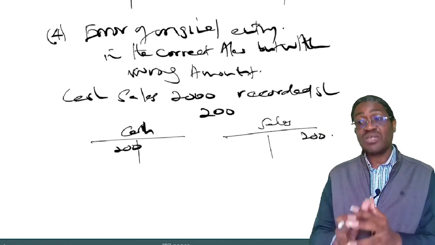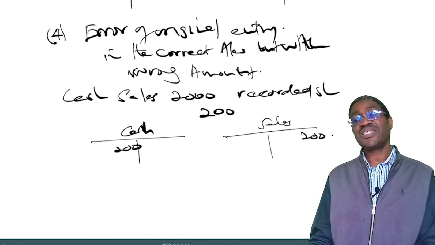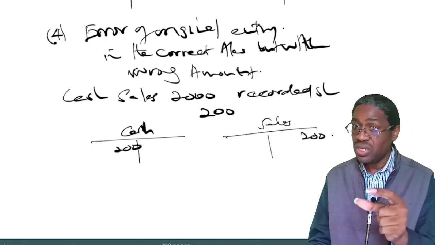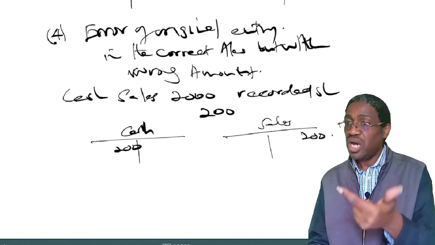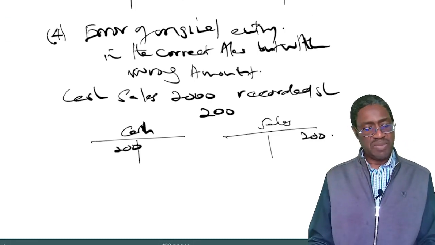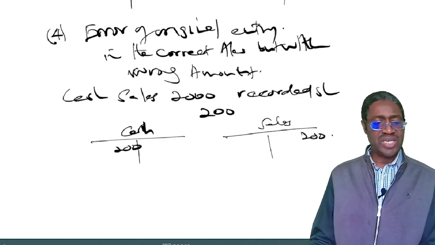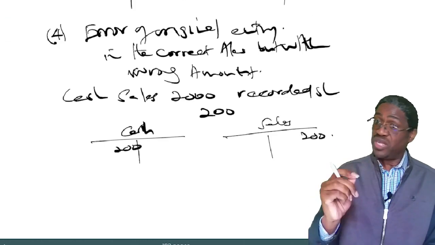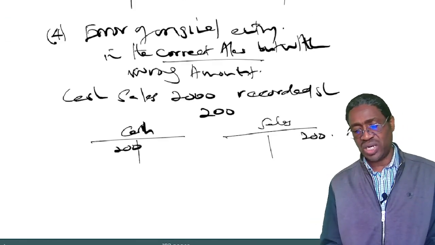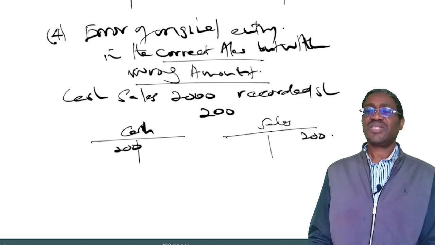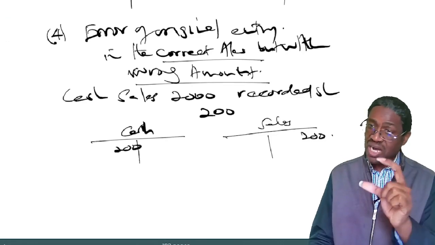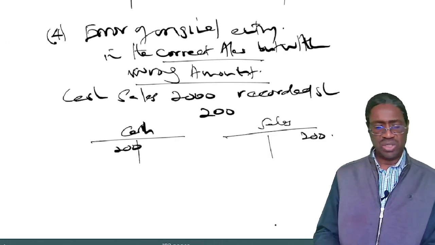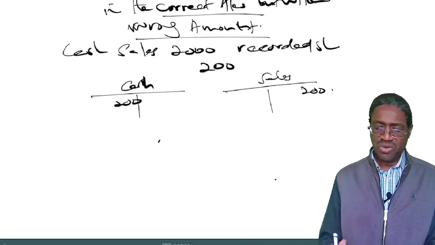So this is an error that you have committed: you have entered the transaction in the right accounts, but with the wrong amount. When a transaction is recorded in the correct accounts, but with the wrong amount, the keyword there is correct accounts, wrong amount. That's what we are calling an error of original entry. Good. Let me go to number 5.